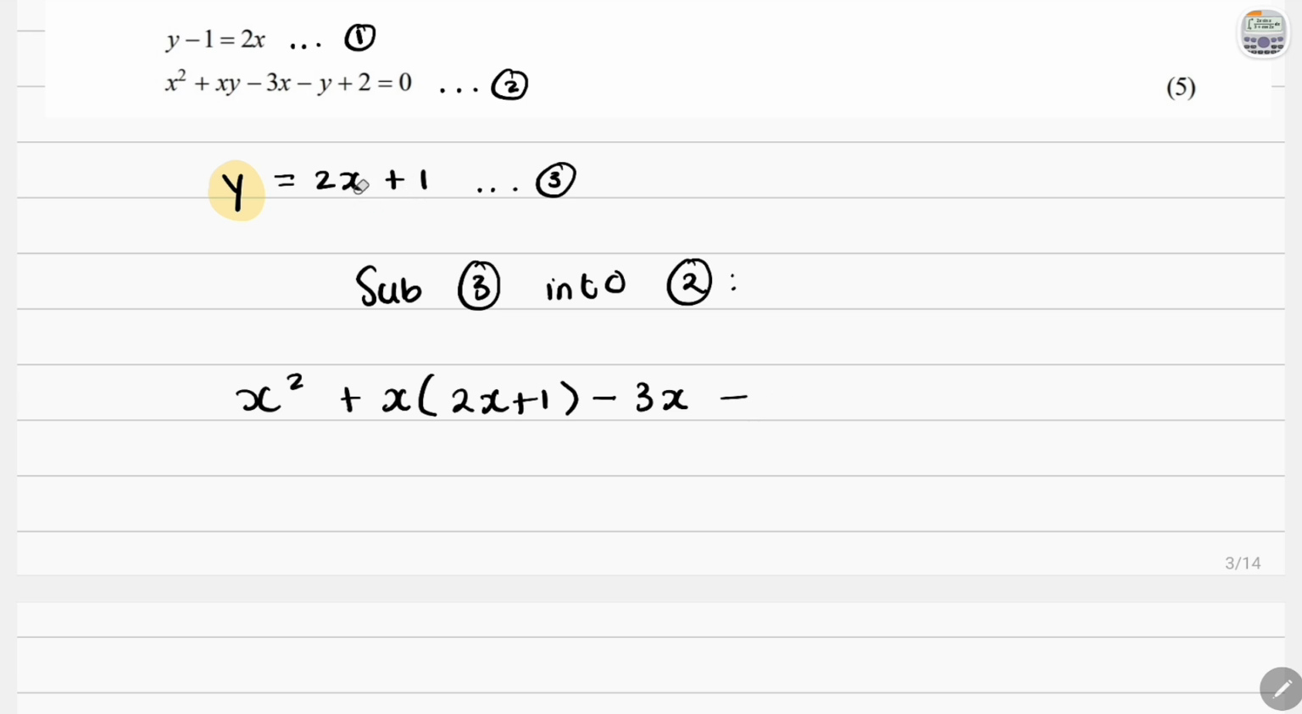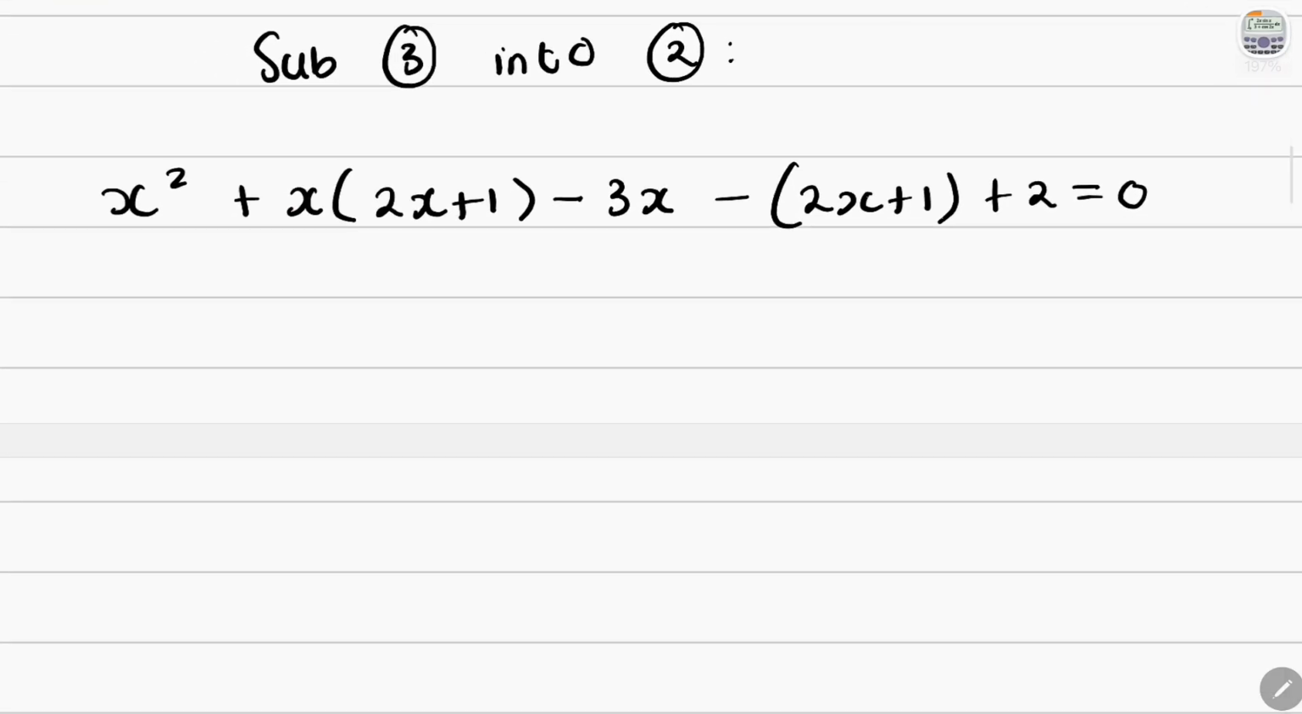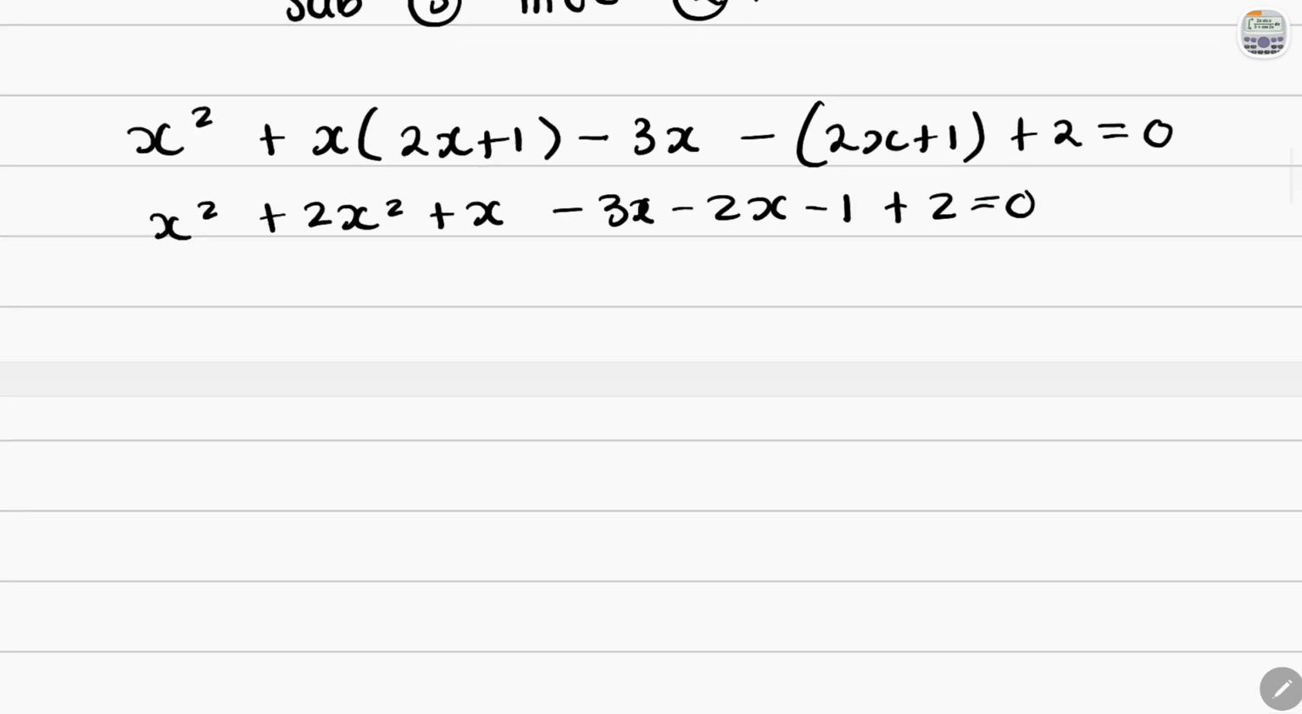But you see that 2x plus 1 has two terms. So if you're saying minus, you need to protect this with brackets. So that's 2x plus 1 and then plus 2 is equal to 0. And we are just solving for x in this equation. So this is x squared. If you multiply in, you get positive 2x squared, then plus x minus 3x minus 2x minus 1 plus 2 is equal to 0.